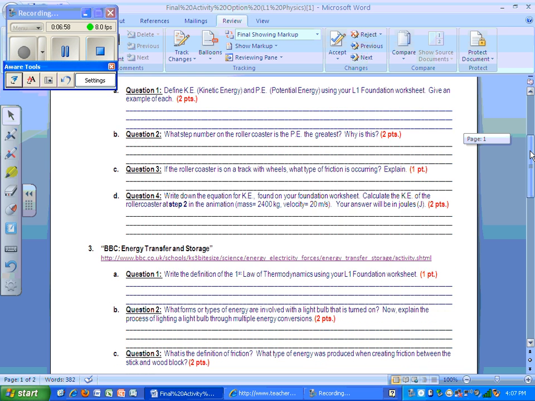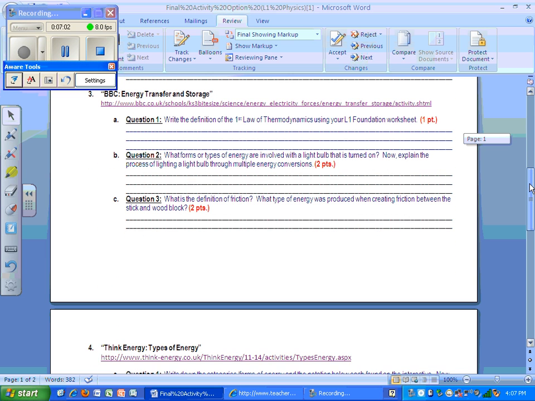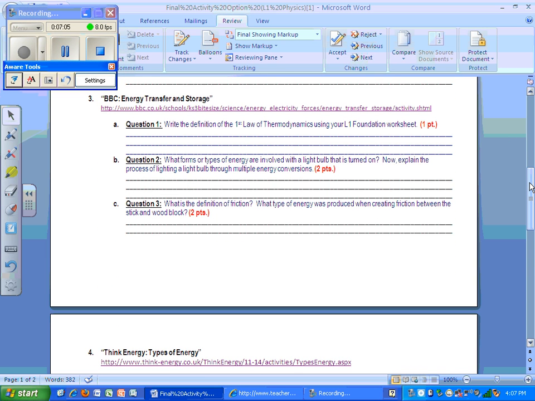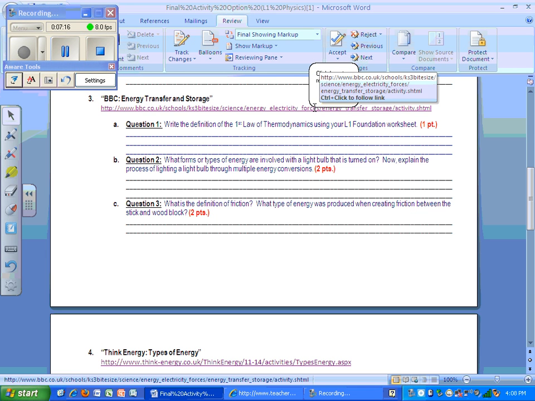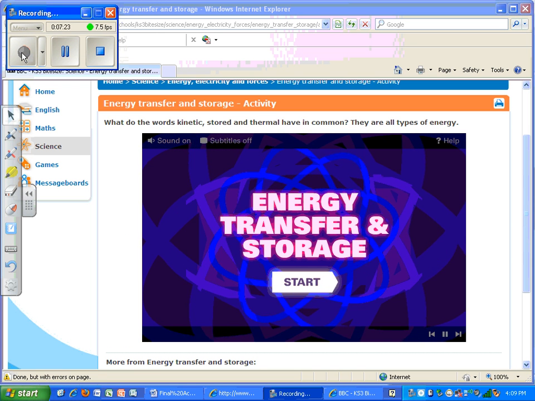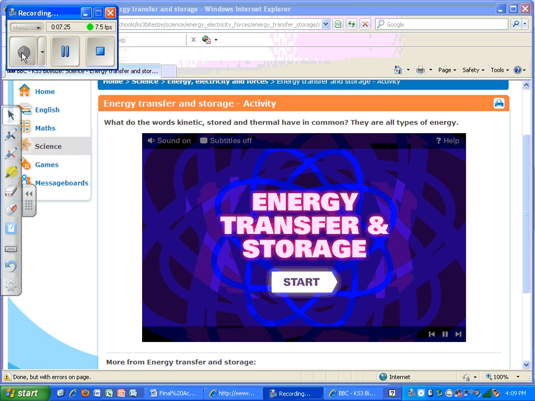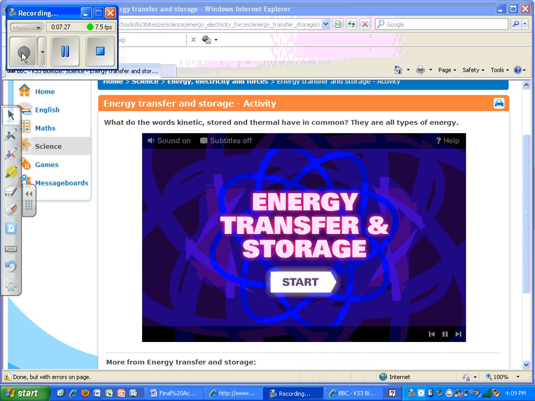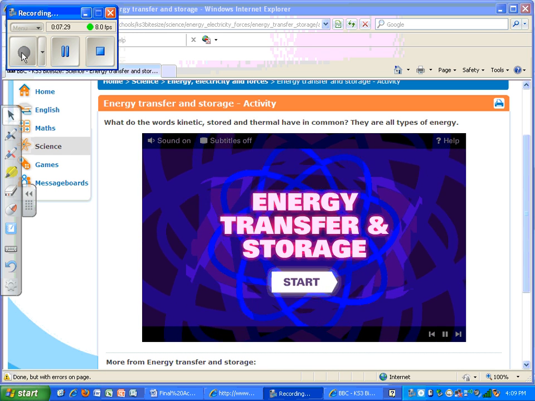Okay, now moving on, we're going to take a look at BBC Energy Transfer and Storage. Okay, I'm going to click on the link. So now we're back on the BBC Energy Transfer and Storage portion. There are 3 questions to this portion, and we're going to start.